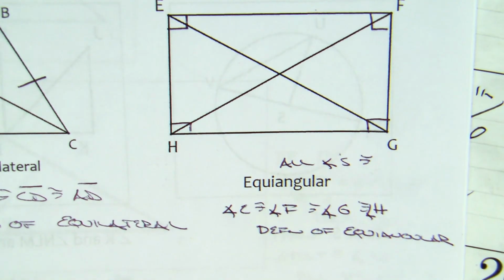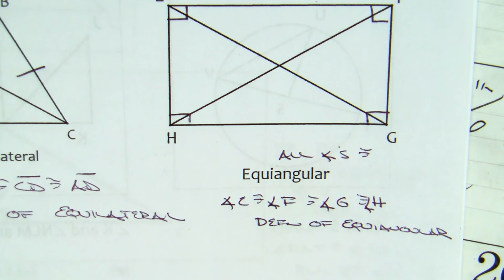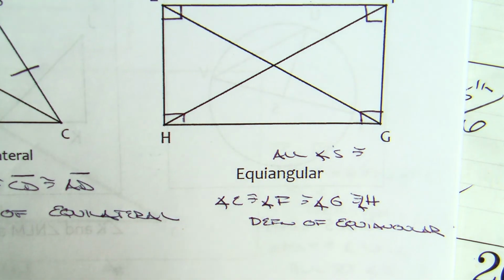All right, so those are a pair of vocab terms. Again, you don't need them for Tuesday, but eventually you're going to need them for when we do triangle congruency beginning tomorrow, and then to Monday, and then once we come back from break. Good?